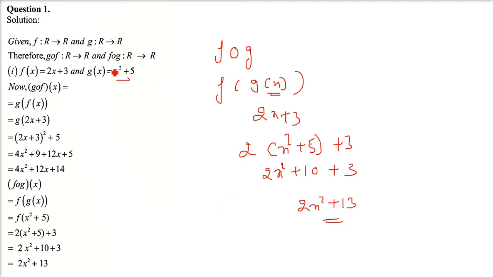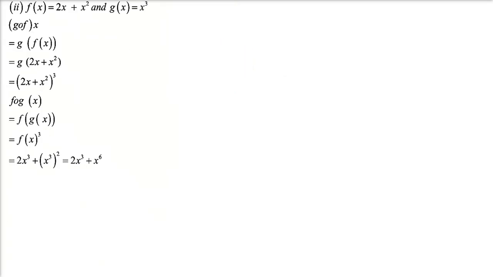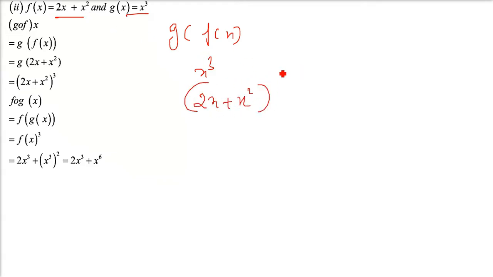So this is how we are going to take all the other parts. The second part: f(x) is given as 2x plus x square, g(x) is x cube. So g of f(x) is, take f(x), which is 2x plus x square, and put it in the place of x in x cube. So (2x plus x square) whole cube it will be. (a plus b) whole cube. You can just open it or you can keep it like (2x plus x square) whole cube.